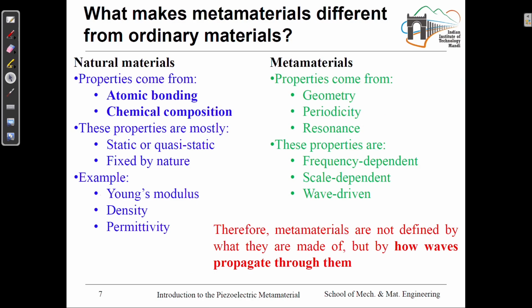Hence, you can see what makes metamaterial different from ordinary materials like natural materials. In natural materials, the properties come from atomic bonding and chemical composition, and these properties are static; they cannot vary, they are fixed by nature. Examples are modulus, density and permittivity. In metamaterial, the properties come from geometry, periodicity and resonance, and these properties are frequency dependent.